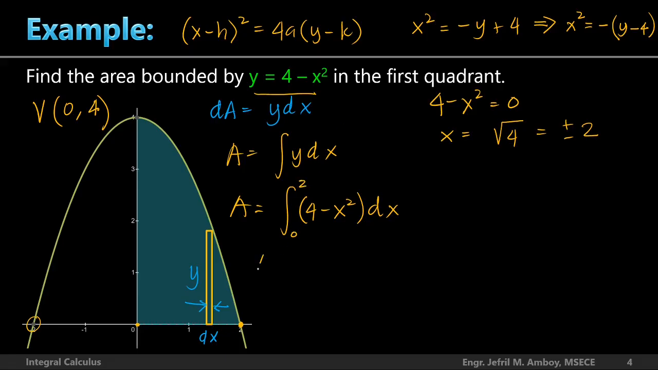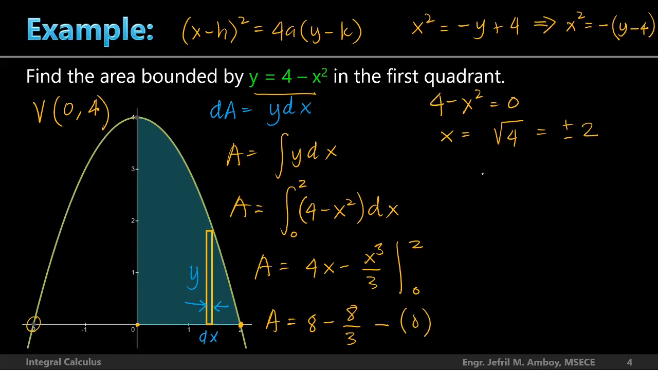Now, let's integrate. The area equals 4x minus x cubed over 3. And let's evaluate this from 0 to 2. So the area is now equal to, if I replace this x with 2, I'll get 8 minus, so 2 cubed is 8, so 8 over 3, and then minus, if these x's here are replaced by 0, I will get 0. So we can now get the area.